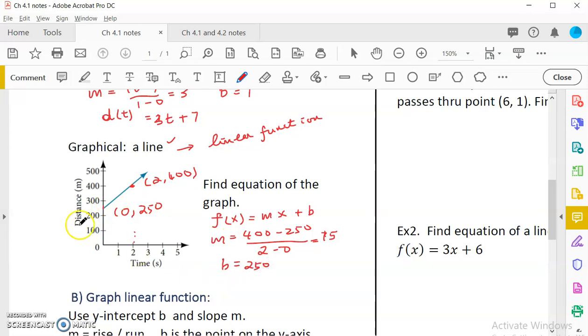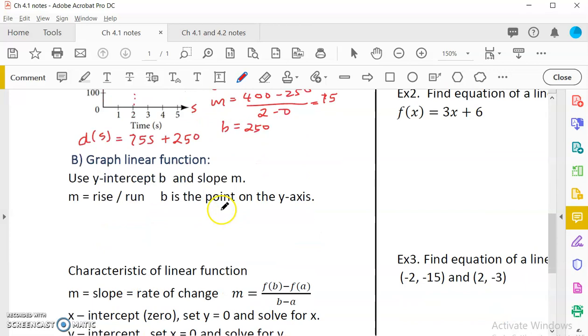So the equation would be, I would use this distance. They don't say x, they say s, and they say this is d. So I would say d of s is equal to m, which is 75, times s, instead of x, plus b. B is 250. And that's how you write the equation out. You basically find the rate of change and then find the y-intercept, and you can write it out.